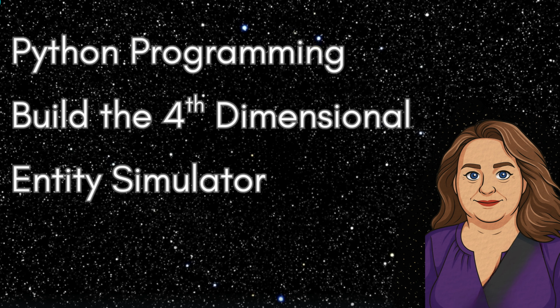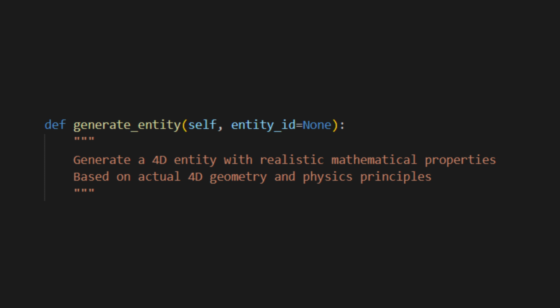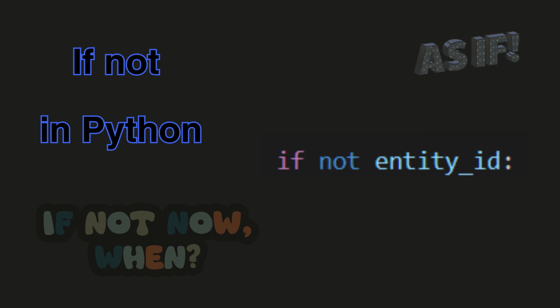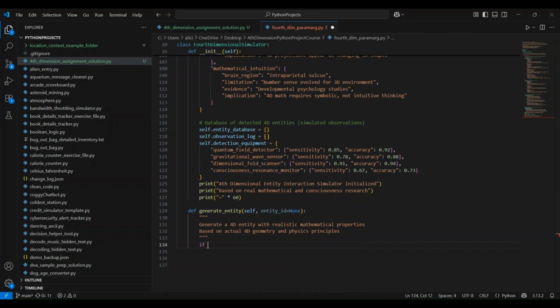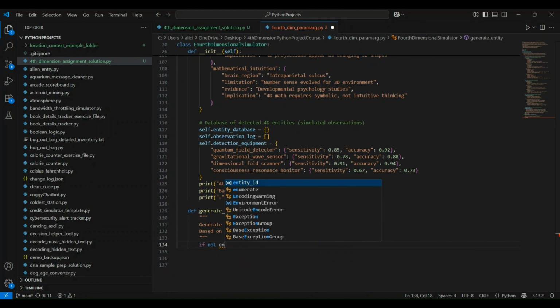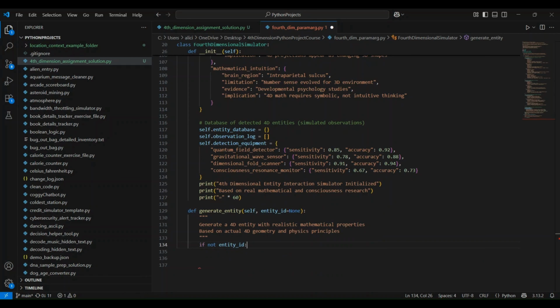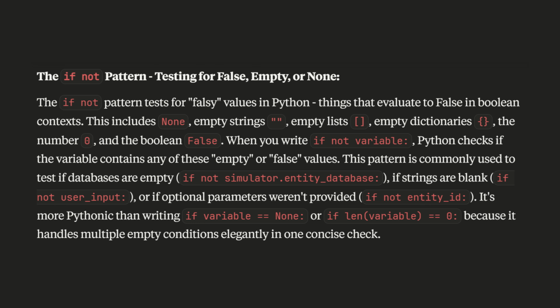Now next in the program, we have another docstring here describing what's going on. And then we go into this if not entity ID colon. So let's examine this line of code. This is Python's elegant way of checking whether a value is missing, empty, or false. The if not pattern is incredibly powerful and Pythonic.